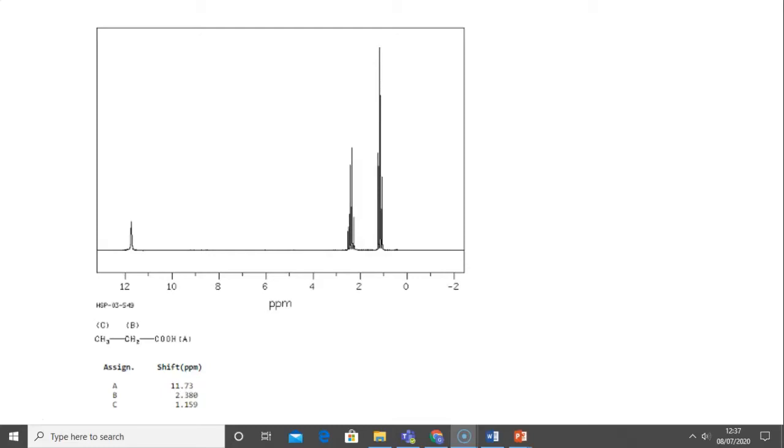Don't worry for the moment about the fact that B and C look like they've got several lines attached to them. The reason for that is what we call coupling, and we're going to be studying that in the next video.